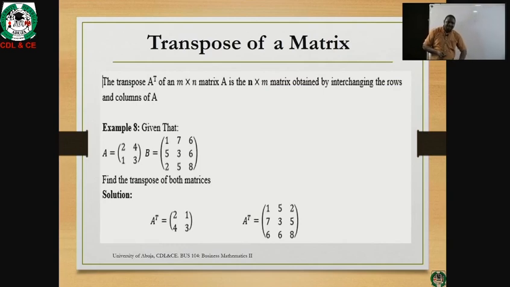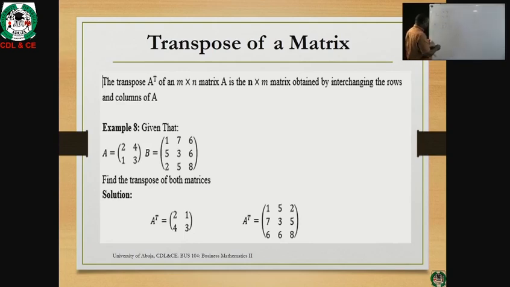We'll begin this session by looking at the transpose of a matrix. Let me explain what I mean by transpose. It's the interchange of the rows to become columns and the columns to become rows. Assuming this is matrix A, and we have 3, 5, 7, 9. And this is matrix B. We have 1, 3, 5, 6, 7, 8, 1, 9, 7.